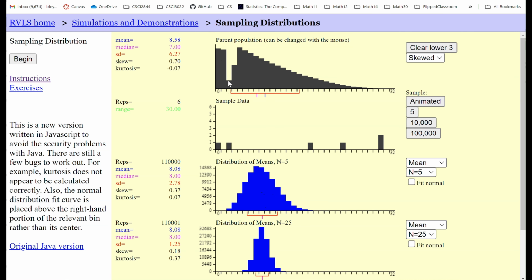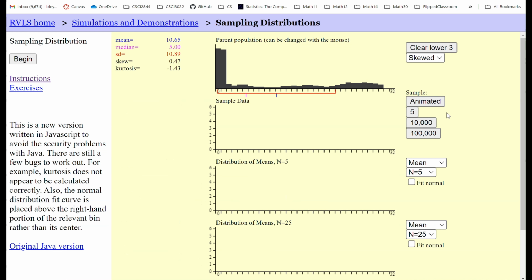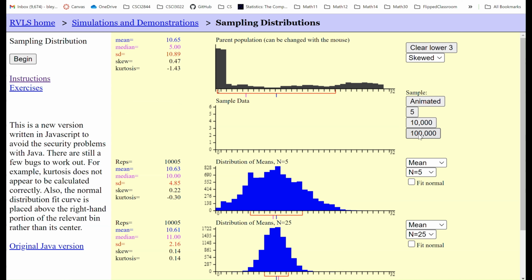I think if you have something super skewed, let's see if we can try to break it. Yeah, see how n equals 5 was not great for a perfect normal distribution, but 25 really seemed to work fine. So this is the beauty of the central limit theorem in helping us know everything we could ever want to know about the sampling distribution of means.